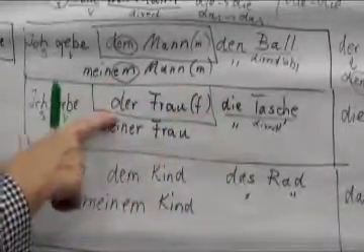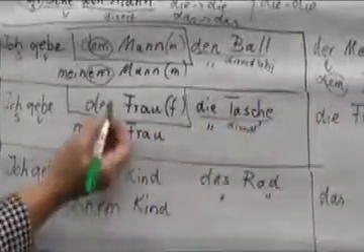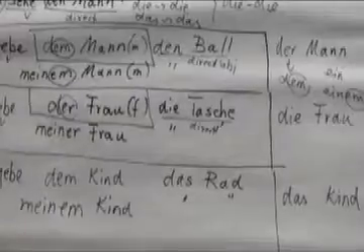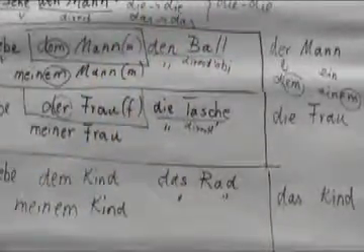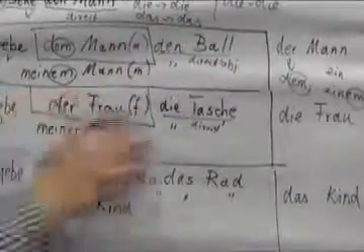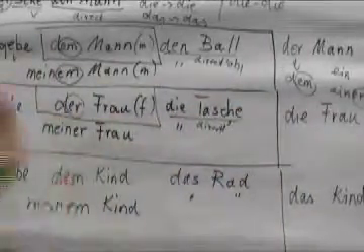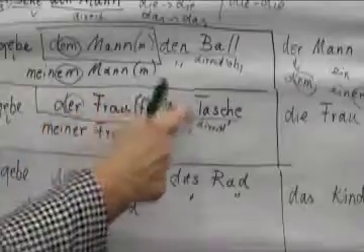And what happens to the original die Frau? It changes to der. Now you're probably confused, right? Because you learned der is a masculine noun, but within the context of the sentence, we know that der Frau means to the woman. So I give to the woman the bag.